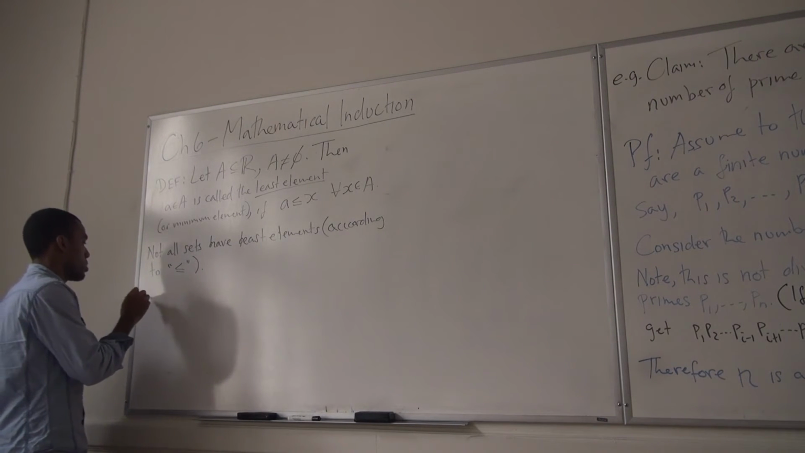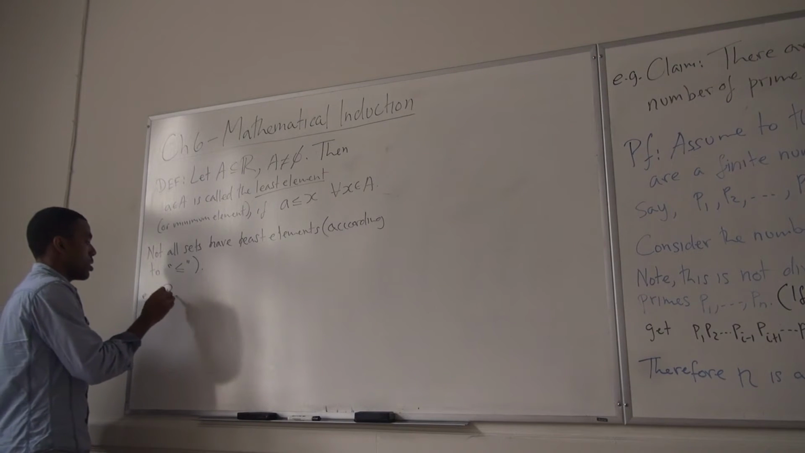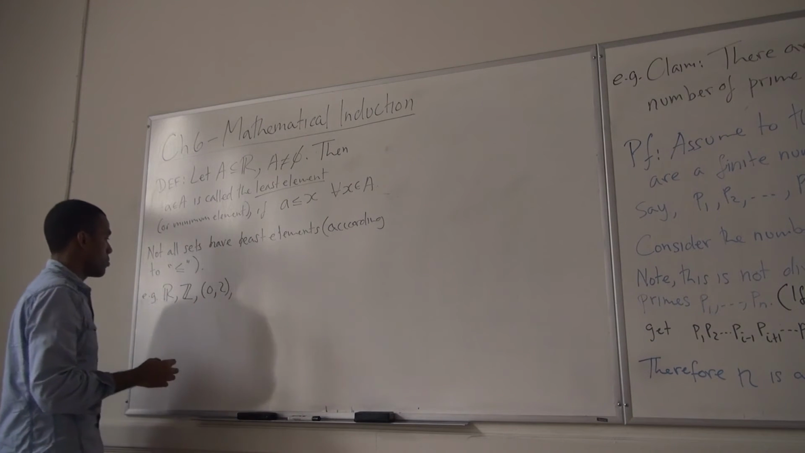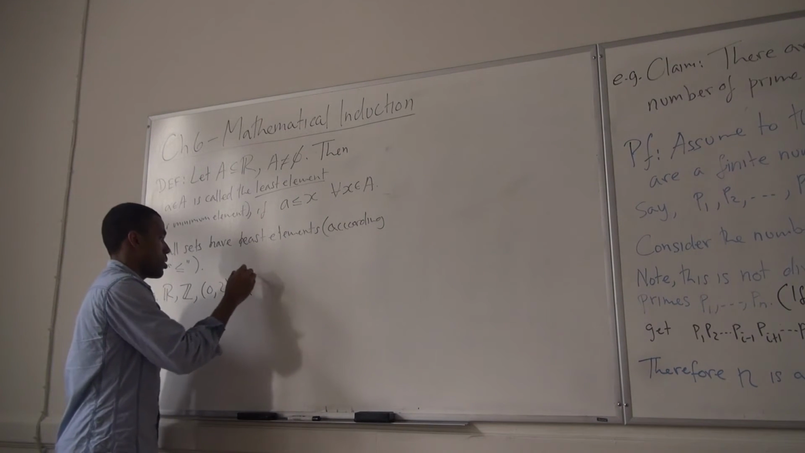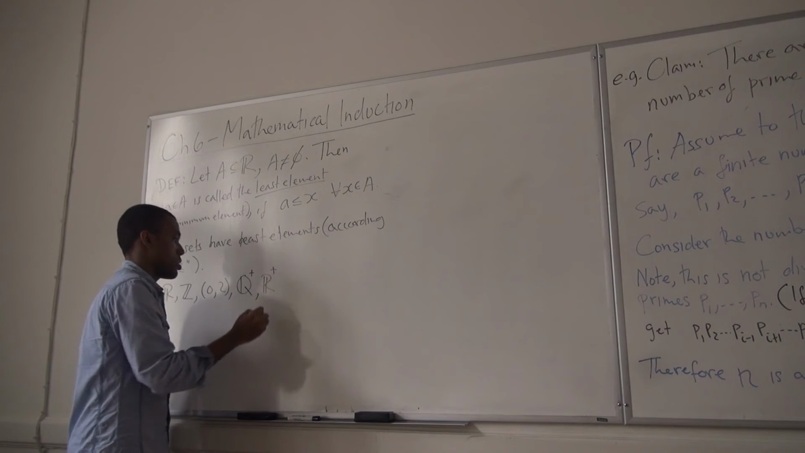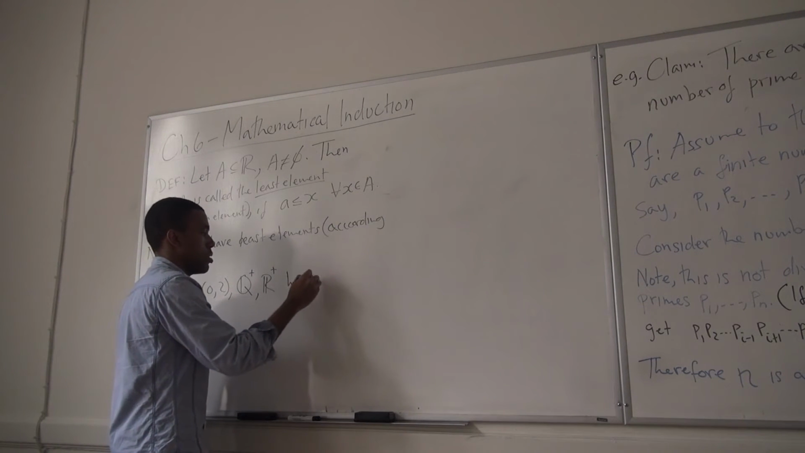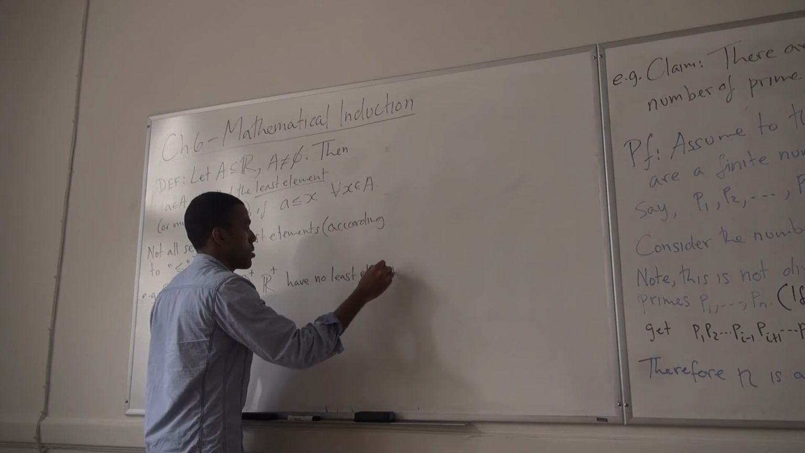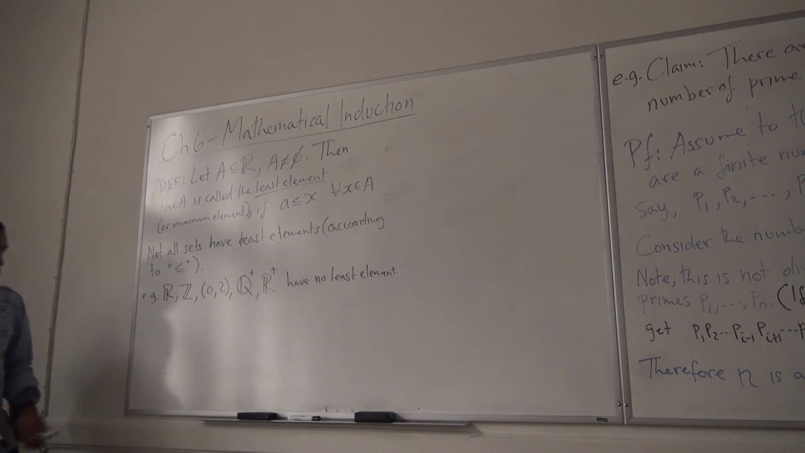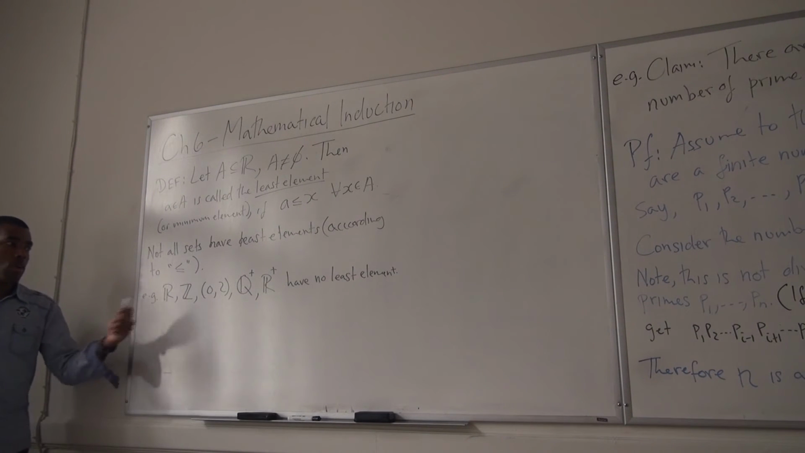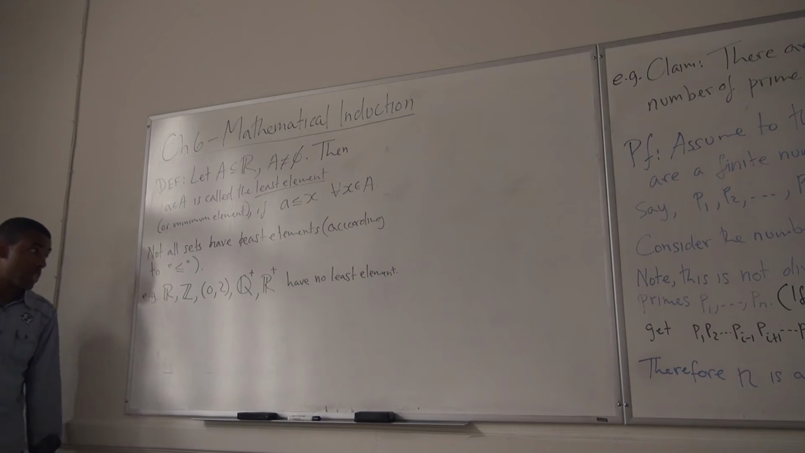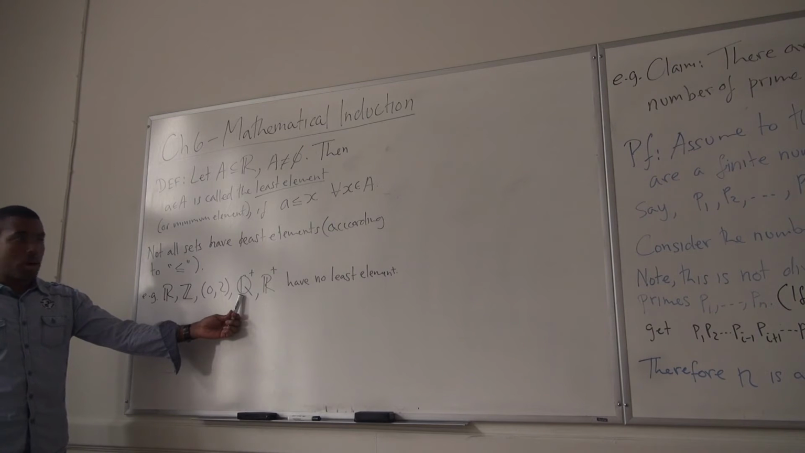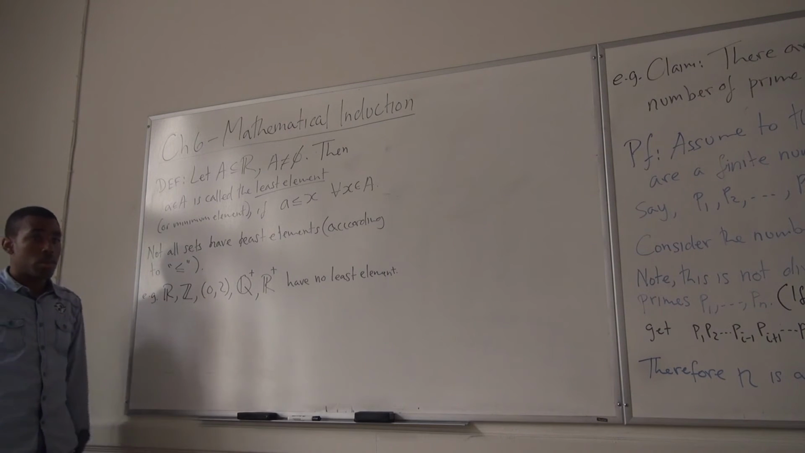So for example, R, Z, the open interval 0 to 2, Q plus, R plus have no least element. There's no number in any of these sets that is smaller than or equal to every other number in the set. So this is sort of saying there's no smallest positive rational, there's no smallest positive real number.